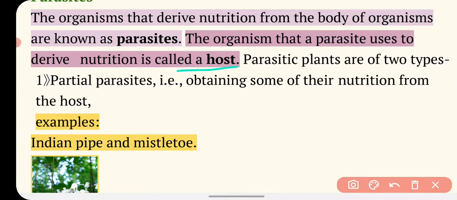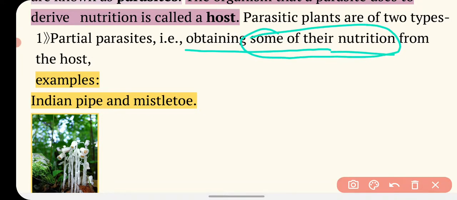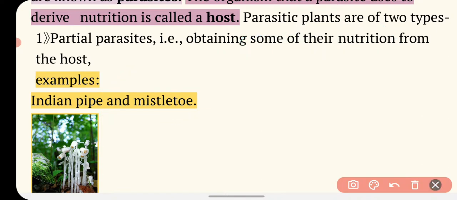Okay, and parasitic plants are of two types. First one is partial parasite, and second one is total parasite. What is a partial parasite? Partial parasites are those plants which obtain their nutrition from the host, not completely but partially. They obtain some of their nutrition from the host. For example, Indian pipe and mistletoe.